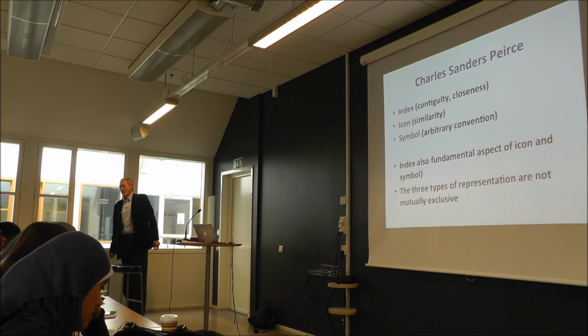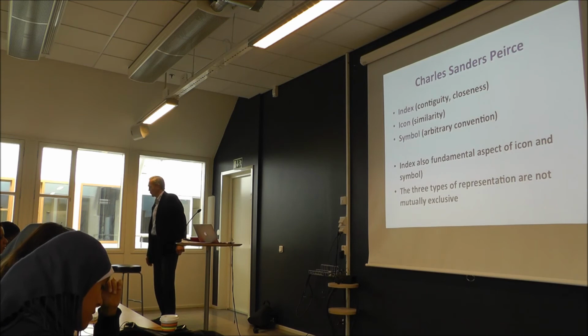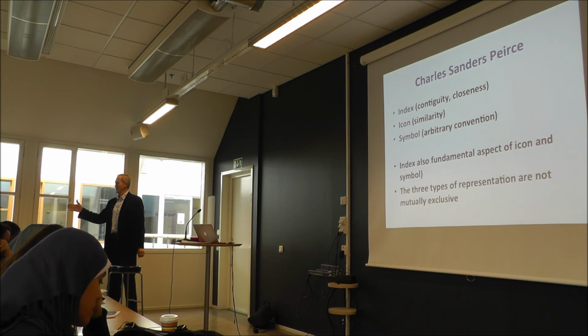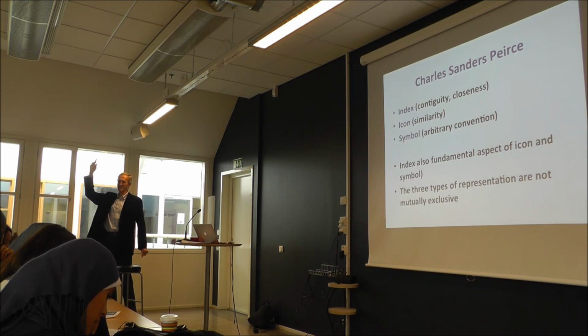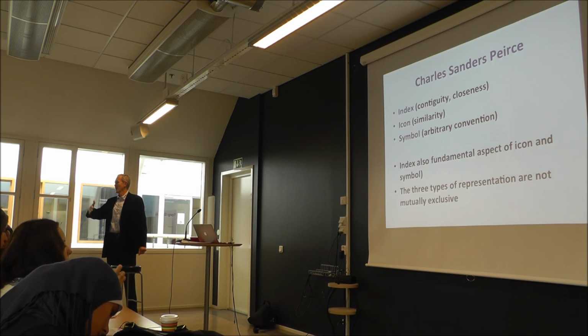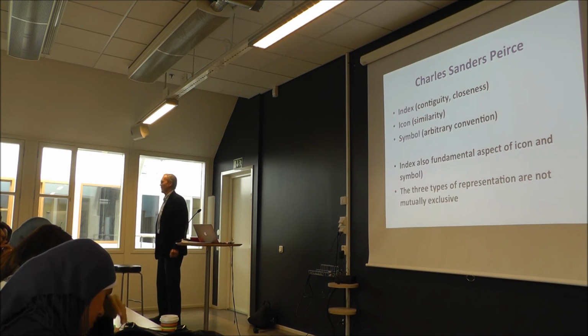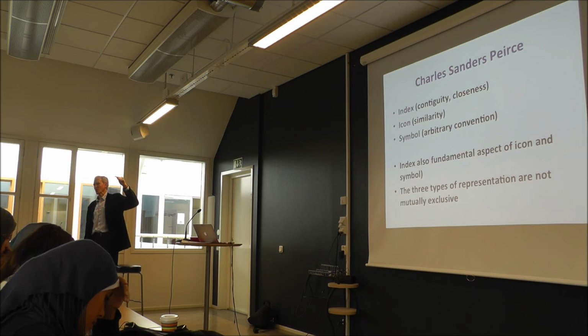Now he said, in fact, closeness is also what is behind cause and effect. The cause is close to the effect. So you have thunder and lightning. Thunder can be a sign that there will be lightning. Or you have gray clouds in the sky. This is a sign that there will be rain. So closeness in time and space is also index. That's one way, through a relation of contiguity or closeness.